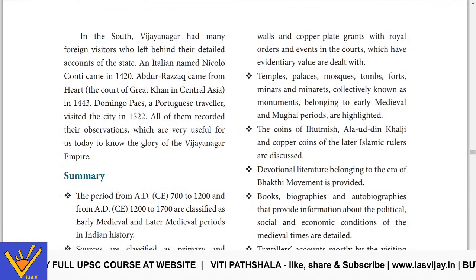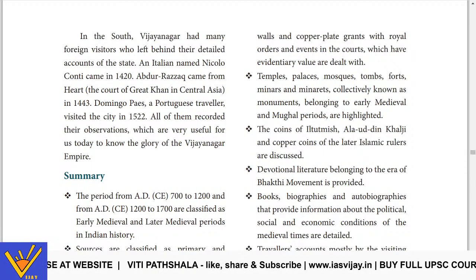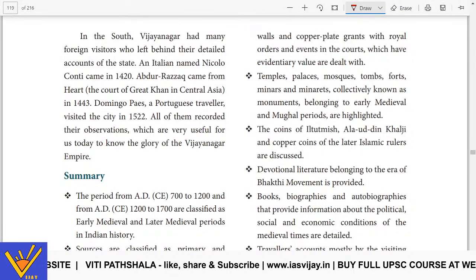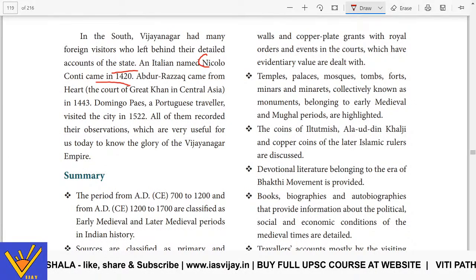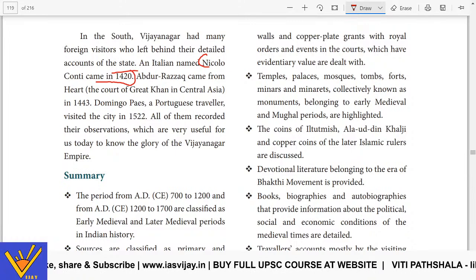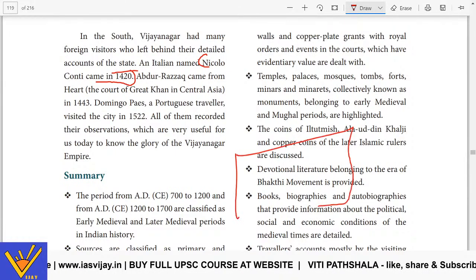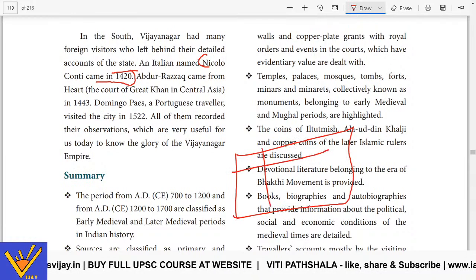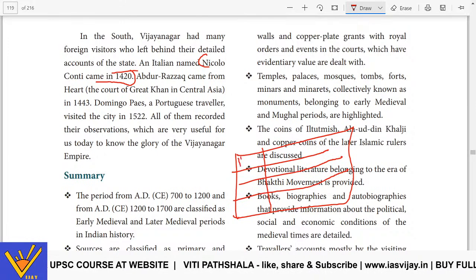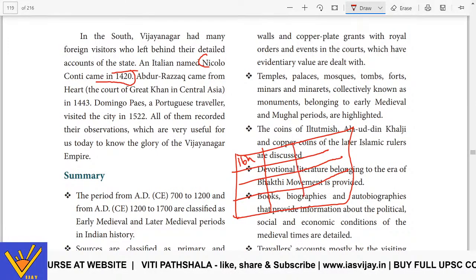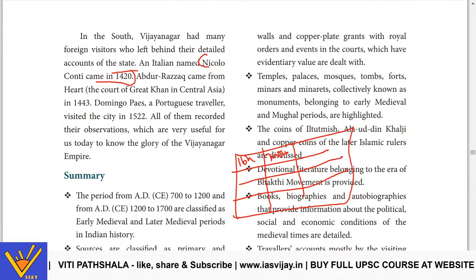Now in the south, Vijayanagar had many foreign visitors who left behind detailed accounts of the state. An Italian named Niccolo Conti came in 1420. Do make a chart after this class. For example, make a chart like this of who the foreign travelers are. For example, Ibn Battuta, where did he come from? He came from Morocco. Now from Morocco, which book name? Rihla.